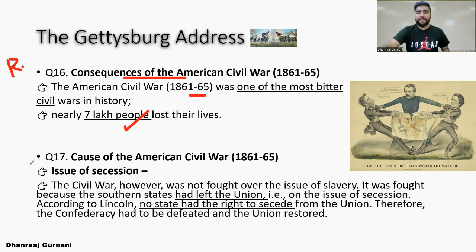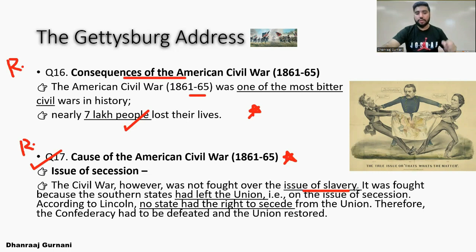Question number 17, cause of the American Civil War. I'll write a repeat here also. You have again done this answer before. Both these answers are very important, although done before also. What was the cause of the American Civil War? The American Civil War, however, was not fought over the issue of slavery.